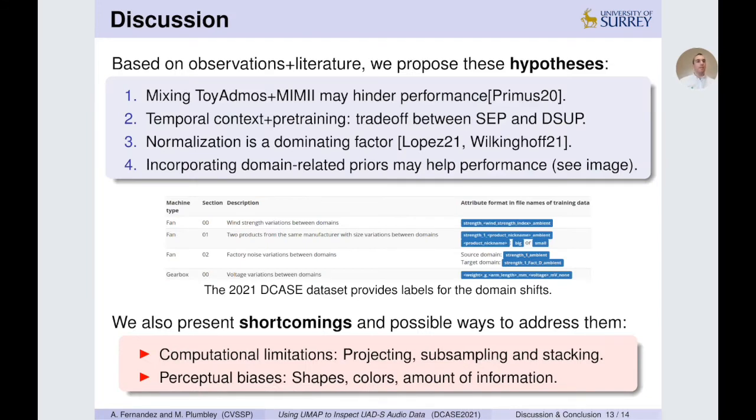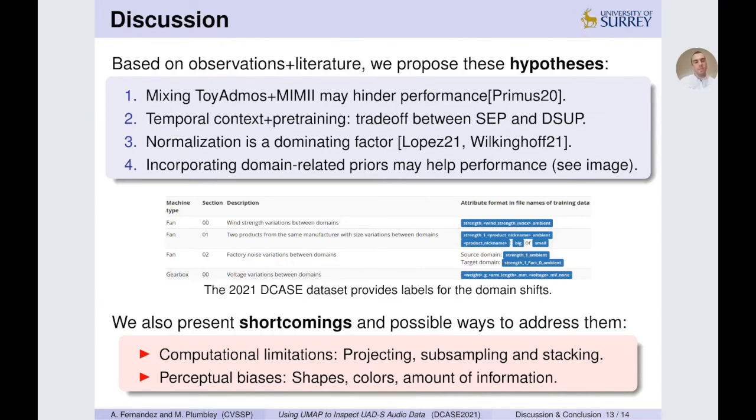Based on our observations and analysis of the literature, we propose the following hypotheses. First one is that mixing ToyAtmos and MIMII may hinder UADS performance. Second hypothesis is that temporal context and pre-training regulate a trade-off between separability and discriminative support. The third hypothesis is that normalization is a dominating factor for this dataset and task. Fourth hypothesis is that incorporating domain-related priors may help performance. To the best of our knowledge, none of the participants have made use of this information.